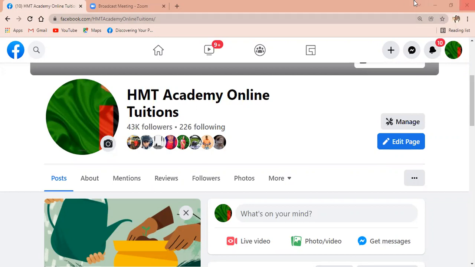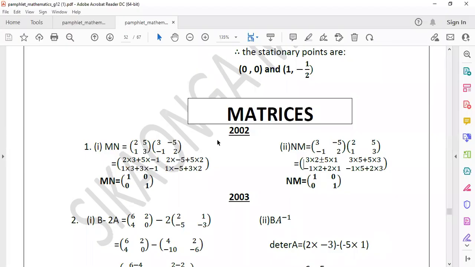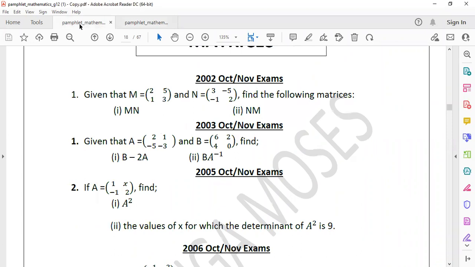We've been going through matrices, and I gave you work last time. Unfortunately, we've got a lot of questions to go through. So for us to finish them faster, let's just use Zoom so that we can quickly go through this. The last video that I posted, we did the first question. I'll try by all means to work through all these questions in the shortest period of time.